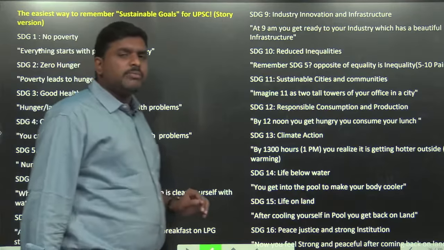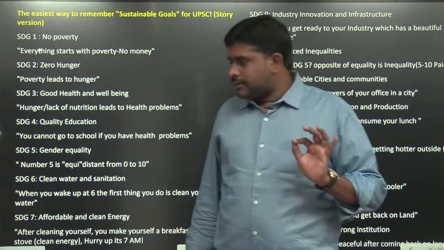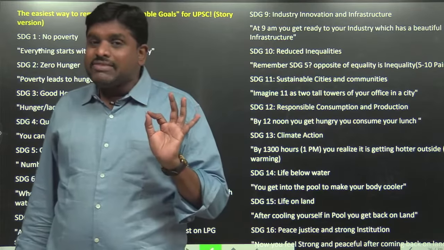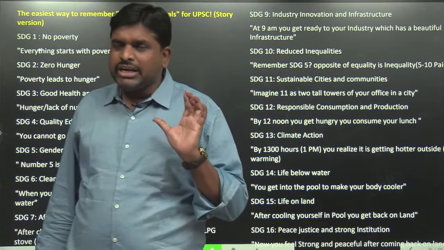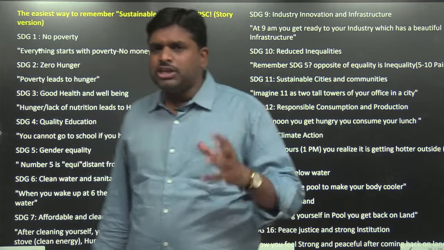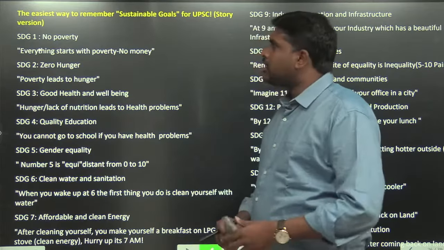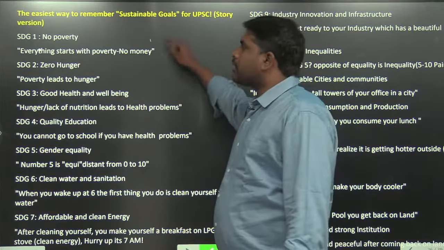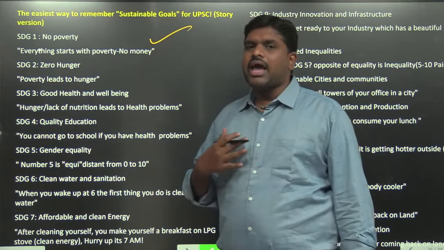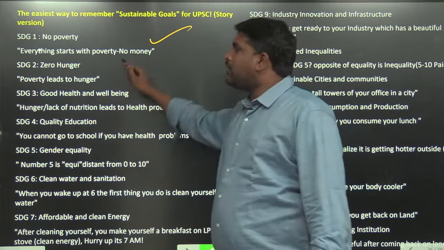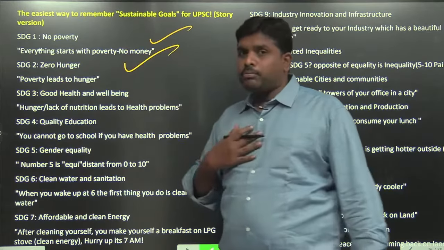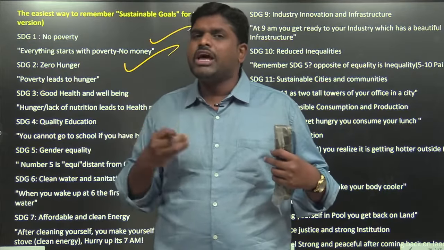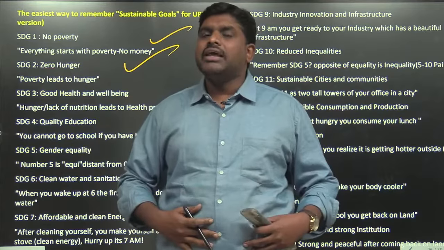Next, how to remember the sustainable development goals. You know that there are 17 goals. Quickly I will do a revision, and you will remember it. So, fatafat, first one: I am hungry. I am suffering with hunger. When I am hungry, first I am poor. I am suffering with poverty. First, I am a poor person. I don't have money. When I don't have money, I will be hungry.